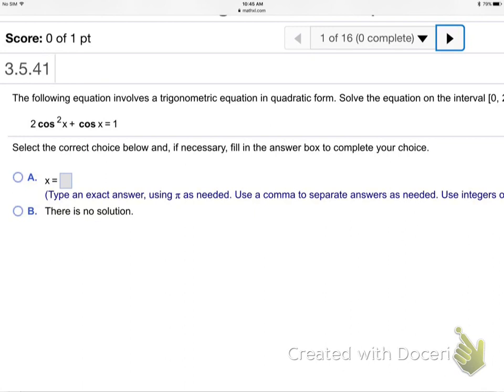2 cosine squared plus cosine equals 1. So what do you got to do? You want to solve this. So now they're going to make the equations themselves more complex. You got to do some work first on the equations themselves. That's what makes these harder.